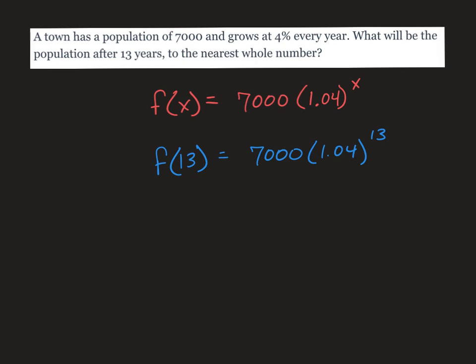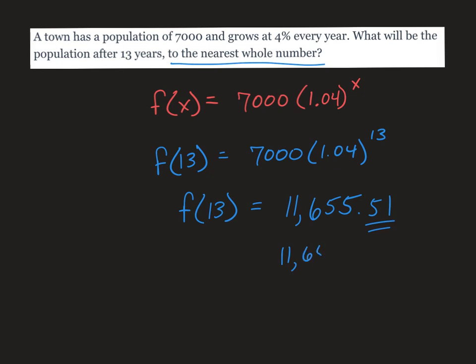So I put this in my calculator, and what it tells me is 11,655, and it actually says 0.51, but we're talking about people here, so we can't have 51% of a person. We go back to our instruction, it says round to the nearest whole number. So the 5 is going to kick us over the top, so this would be 11,656.